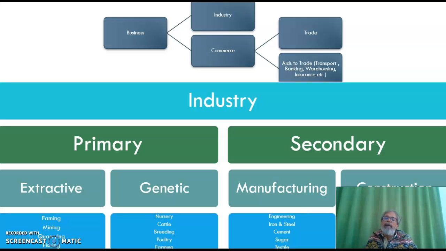It is associated with farming, fishing, and mining. Here they are extracting the product from natural resources. It is associated with that aspect, as well as the genetic aspect. Here the genetic aspect is associated with the breeding of plants as well as animals, taking care of those aspects. When we talk about the genetic aspect, it is associated with nursery, cattle breeding, and poultry. These areas are covered here.